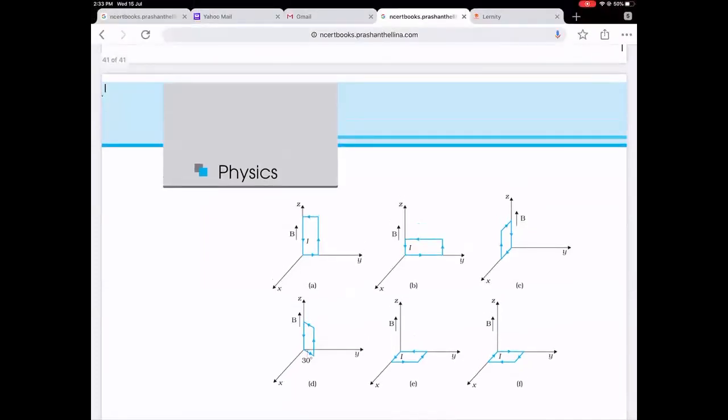Now B is perpendicular. In the case of D, the area vector is in the XY plane. B is along the Z. So that angle 30 degrees is of no use.